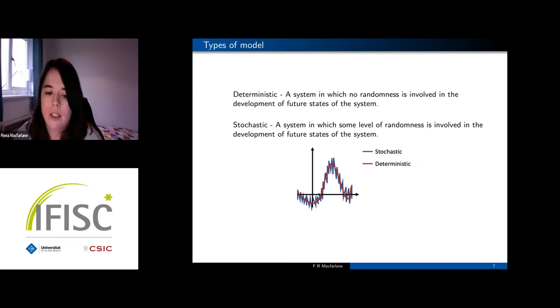And generally when we're looking at cell population models, a deterministic model will give us some smooth output, whereas a stochastic model, things might have a little bit more randomness in the output of the model. So thinking about these different types of models, we can look at what kind of models have been used to look at cell populations before.